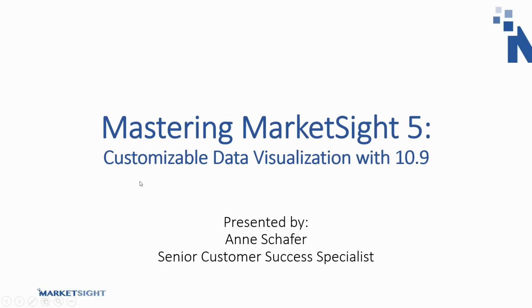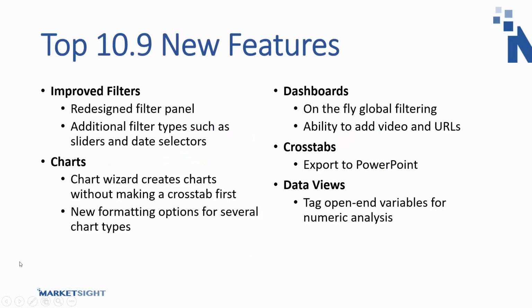Now our next slide is going to summarize some of the top new features that we're going to take a look at, namely the improved filter panels. The filter panels were completely redesigned in 10.9, and they include additional types such as sliders and selectors for dates. So those are new features and new capabilities. In terms of charts, the updates include a new chart wizard that allows you to make charts without making the crosstab for it first. And then we've also added formatting options for several different chart types.